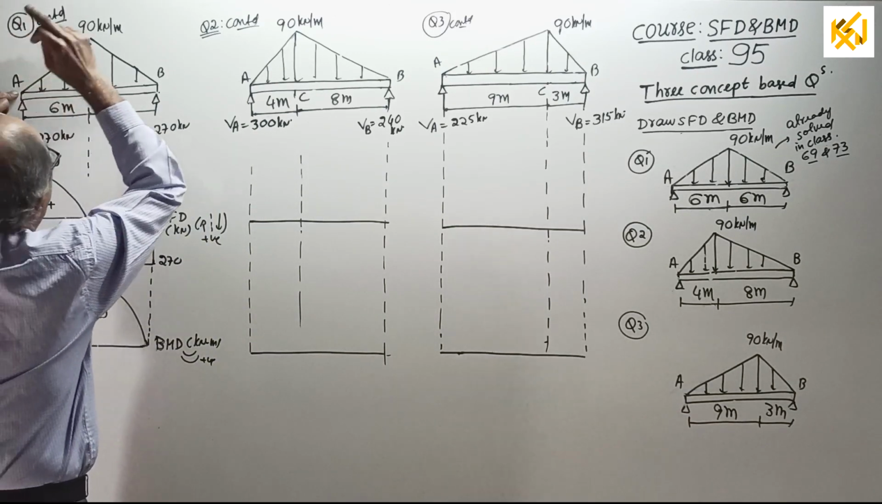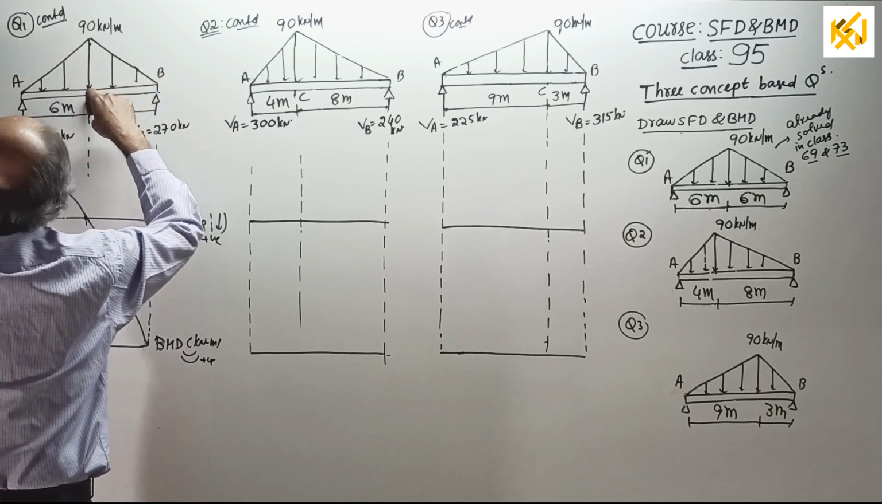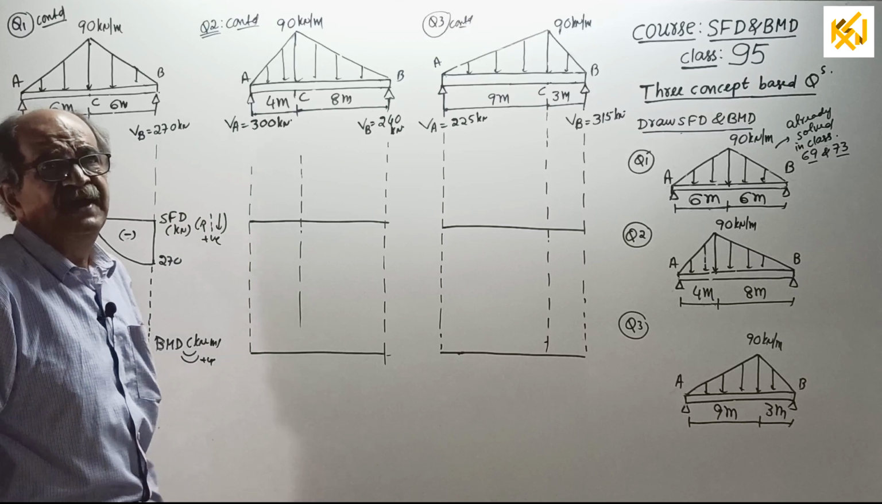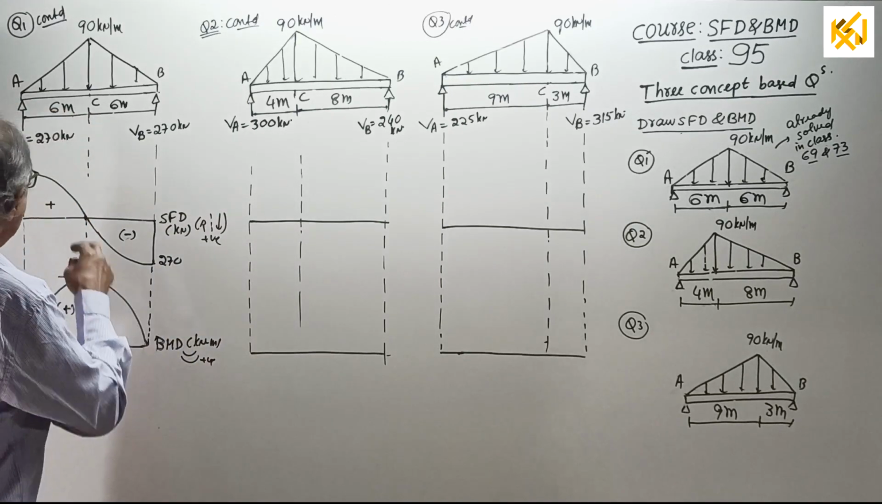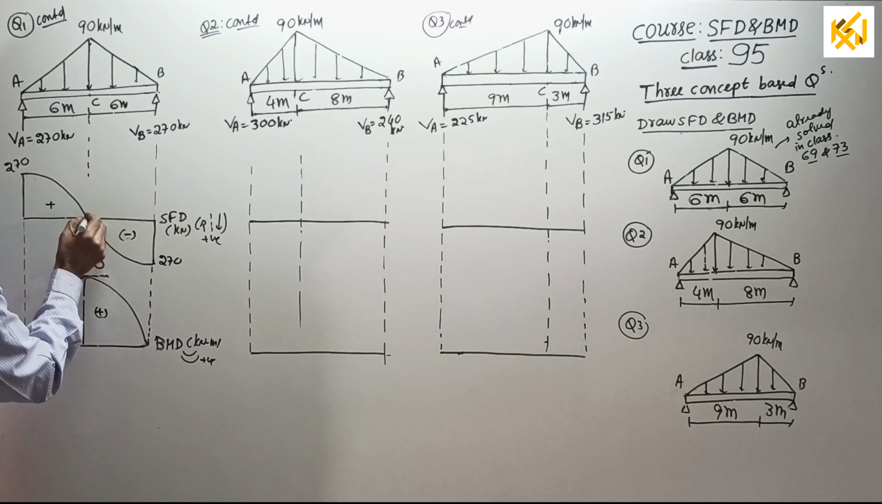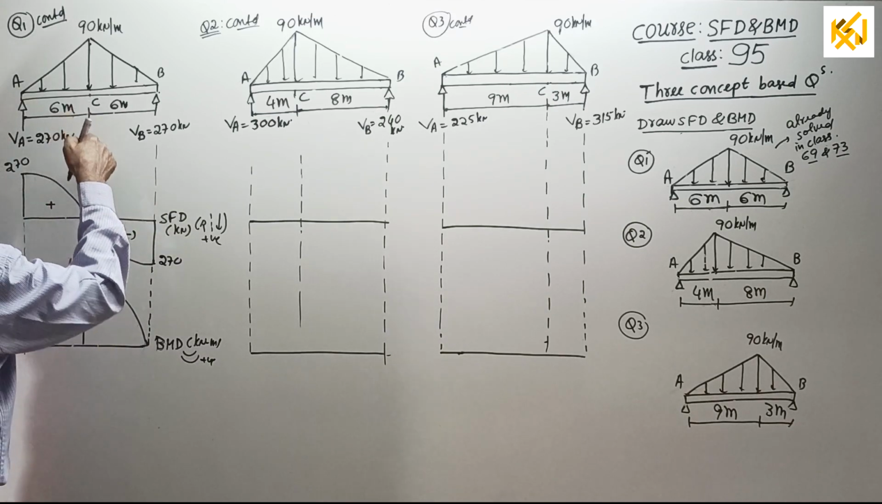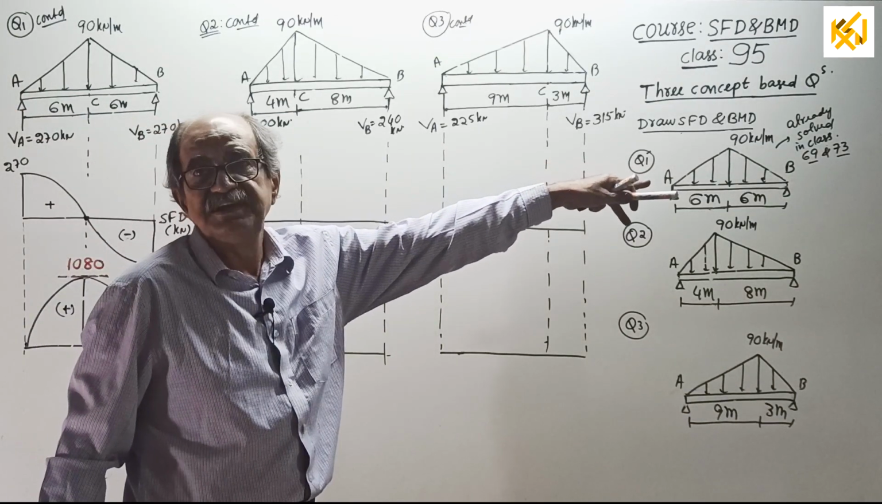Now, lastly, the BM calculation. BM at A is 0, BM at B is 0. Okay, come to BM at C. Look this side. One thing I forgot: the location of the point where shear force is 0 is not needed, because you know shear force is 0 exactly at the center. Therefore, the center itself is the point of maximum BM. Already covered in class number 69-70.